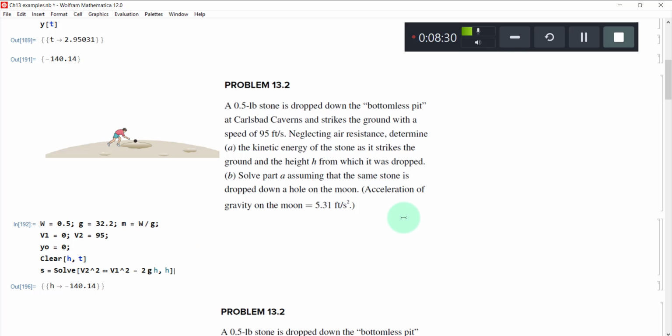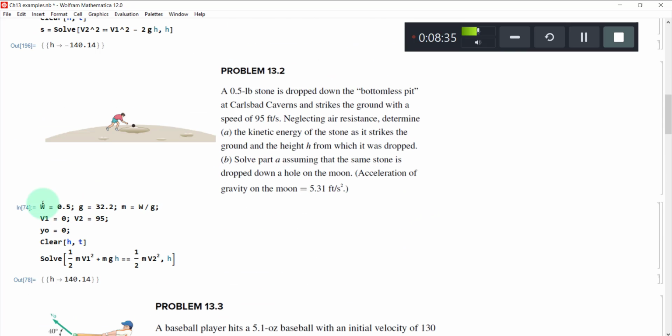Okay, could we do the same thing with an energy balance? So once again, we have the weight of the thing, the mass of the thing, the starting velocity, the ending velocity. We'll give it a starting position of 0. And to solve the same problem using an energy balance, you would say, what's the starting energy? And maybe we're dropping it from rest, so it starts with a 0 velocity. And we'll say that it's some height above the bottom of that pit, right?